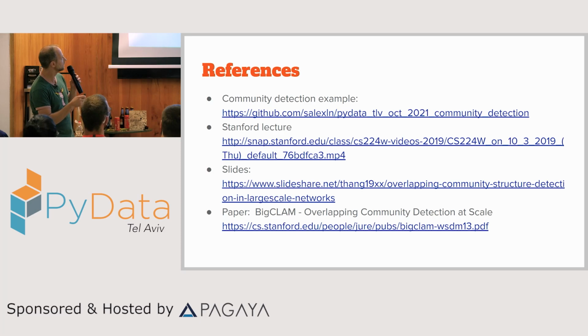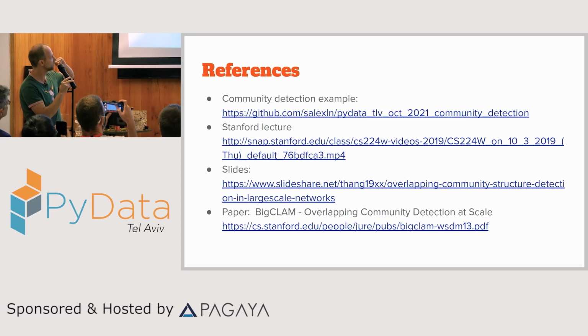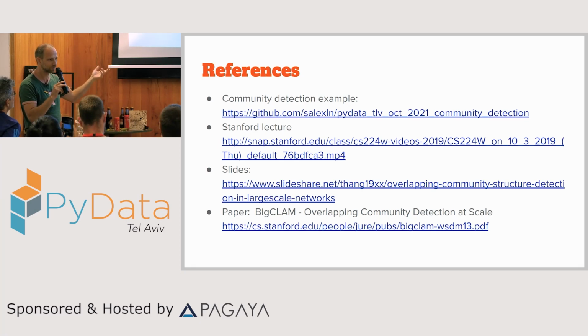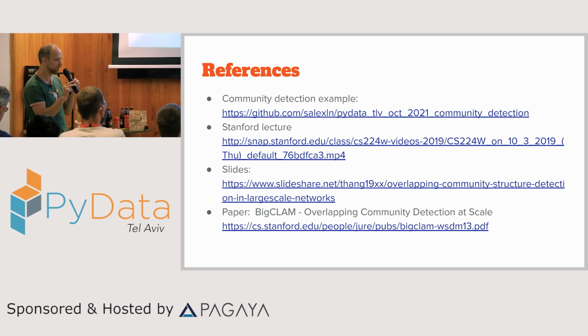And basically, that's it. So the first link here is my GitHub. You can find the Louvain algorithm example and a graph that I created. You can play with it a bit. The second is a really good lecture from Stanford, which I used to make this one. It talks about pretty much the stuff that I talked about, but much more thoroughly. And the slides for this lecture and the paper for BigCLAM is also an interesting one. So thank you.